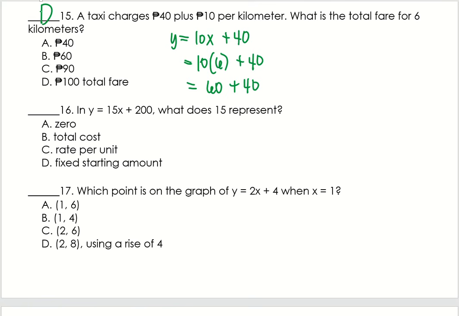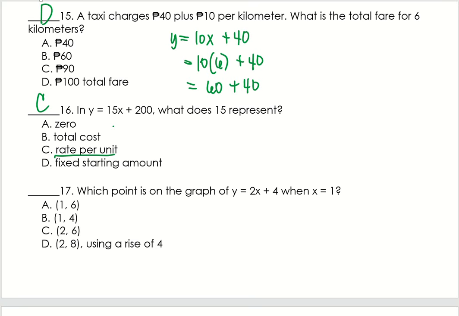16. In y is equal to 15x plus 200, what does 15 represent? So 15 represents the rate per unit. Again, slope is rate per unit also. That's the application of our slope.